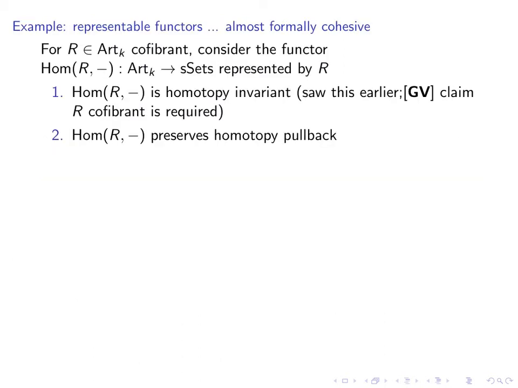Now, representable functors are, well, they're not quite formally cohesive, but they almost are. So suppose we consider the functor of Homs out of a cofibrant ring R, and it's homotopy invariant, and it preserves homotopy pullbacks.